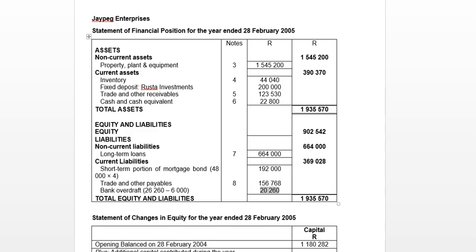20,260. And if we add then our equity and our non-current and current liabilities, then we get a total equity and liabilities of 1,935,570 Rand, and that equals our total assets. So we're happy with our financial statements.